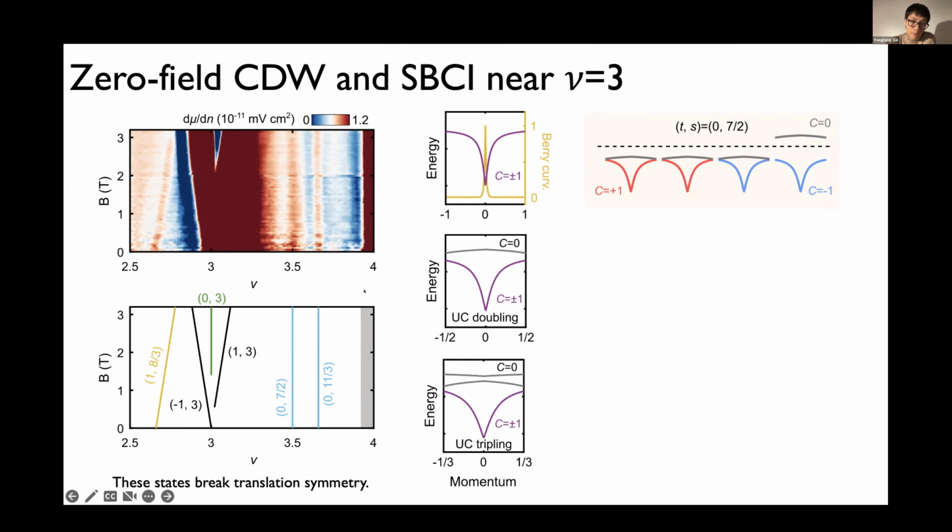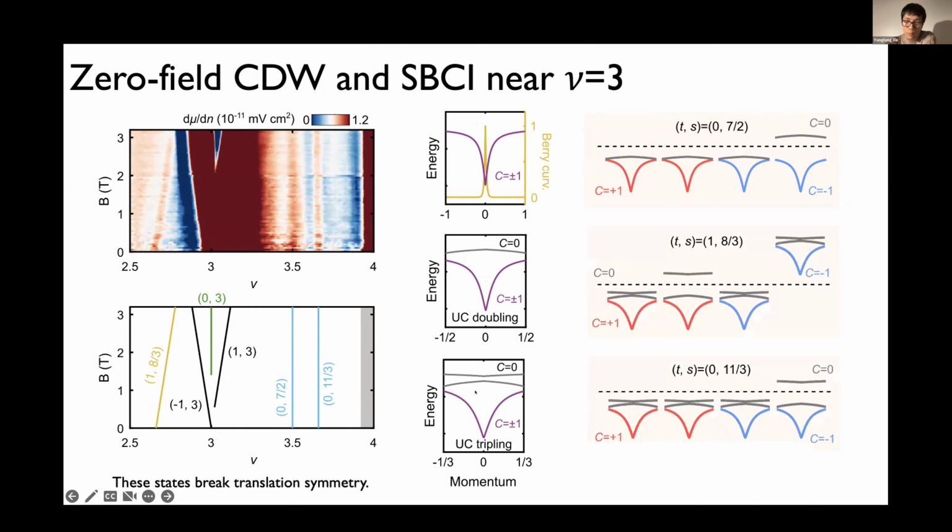And you can do the same for the states that have a denominator of third, and you can basically repeat the same exercise, and the trick is basically the same. Only the lower band will carry a Chern number because the Berry curvature in this system is highly concentrated. And you can basically work this out, and then we find it's all consistent.